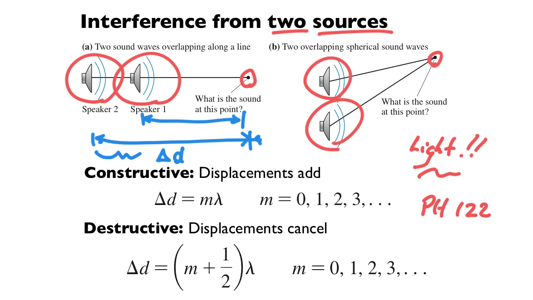If the path length difference, delta D, is a multiple of the wavelength, so m times lambda, where m is equal to 0, 1, 2, 3, etc., this m is what we're going to call an index variable. If that's true, I get constructive interference. If the path length difference is equal to m, my index variable, 0, 1, 2, 3, etc., plus a half, then I'm going to get destructive interference, and the displacements will cancel.